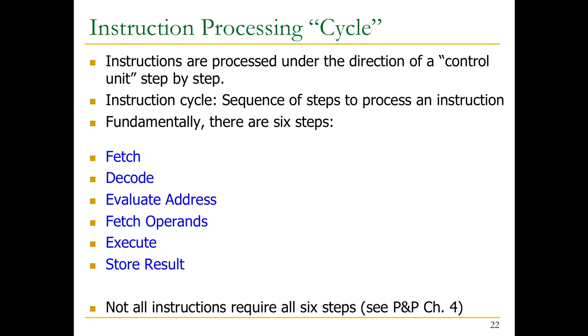We've talked about clock cycle, but there's another cycle, instruction processing cycle. Basically, instructions are processed under the direction of a control unit step by step. An instruction processing cycle is basically the sequence of steps to process that instruction. This is kind of obvious, but we should talk about it. Fundamentally, there are 6 steps.